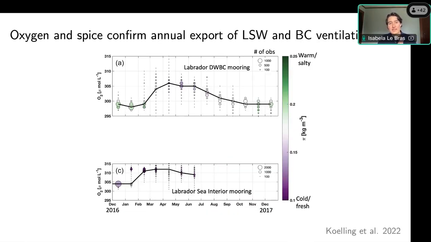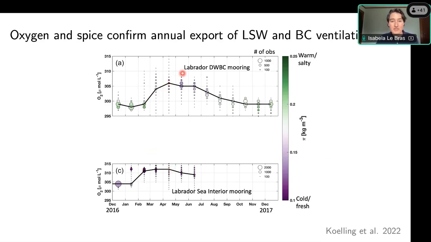And now I want to highlight a similar study, but now in the Labrador Sea, that again shows the utility of directly measuring oxygen. So here, the study led by Janis Kulling. In the bottom panel, I'm showing oxygen in the Labrador Sea interior, so where the deep convection happens. And you can see that there's this big uptick in oxygen around February. And then the top panel is the measurement in the deep western boundary current of the Labrador Sea. And you can see that there's, again, an uptick in oxygen just a month or two after the uptick in the interior.